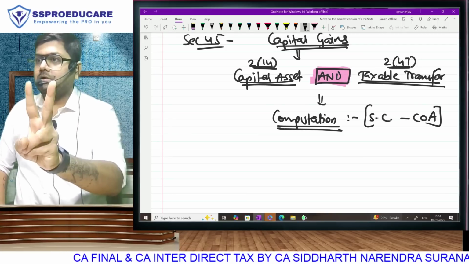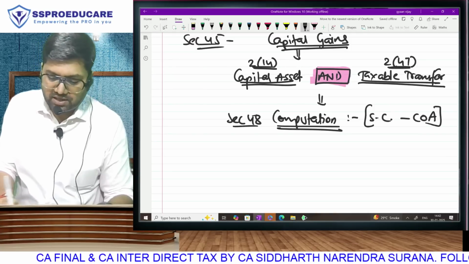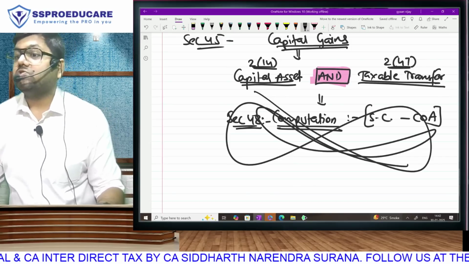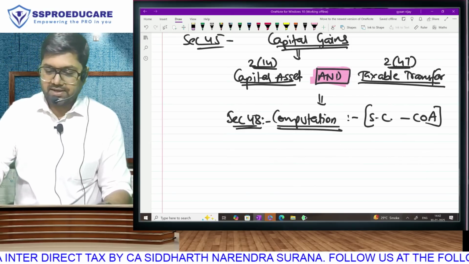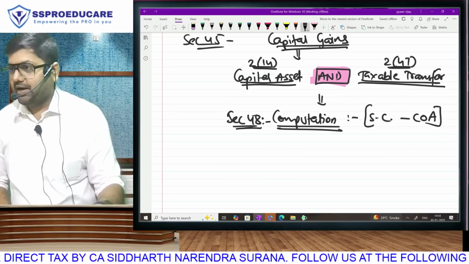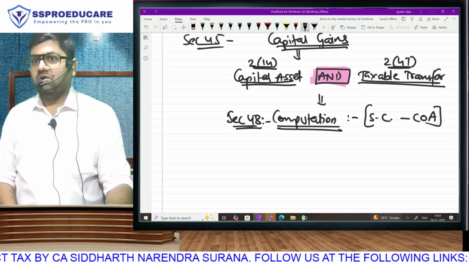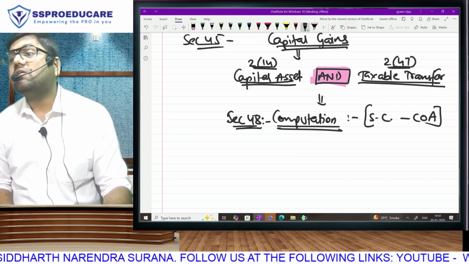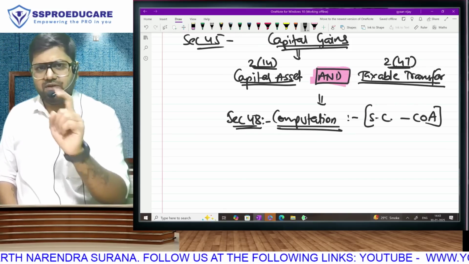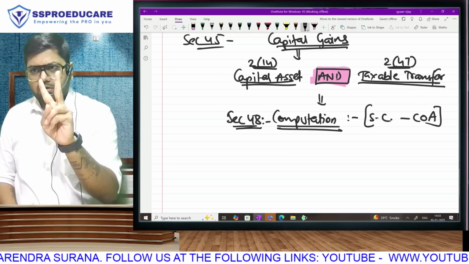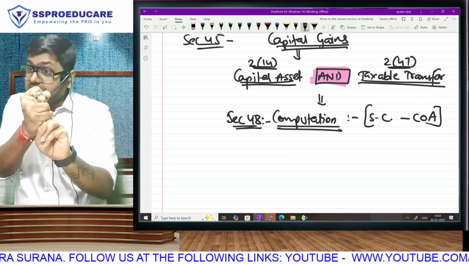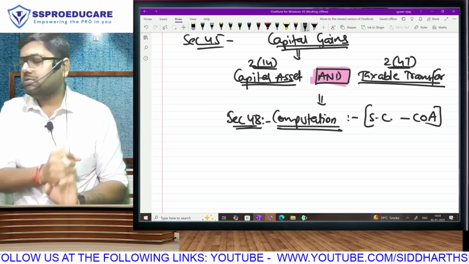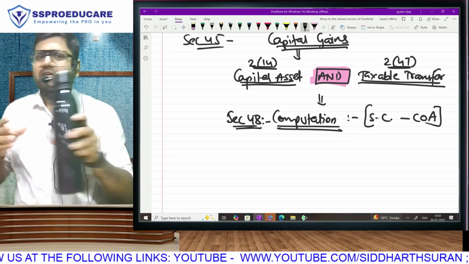Only when both have happened will I go and learn section 48, which gives me the computation. I won't do this if the asset is not a capital asset or the transfer is not a taxable transfer. When any one of the two conditions is dissatisfied, I will not calculate. I will not say taxable or exempt. I will not calculate at all. Do you understand? So first we will have to learn capital asset. Then we will have to learn taxable transfer. If these two happen, then only sale minus cost will be done. So for that, we have to learn the detailed calculation. And if I teach you these three things, chapter over. I have this habit of laying out a roadmap.